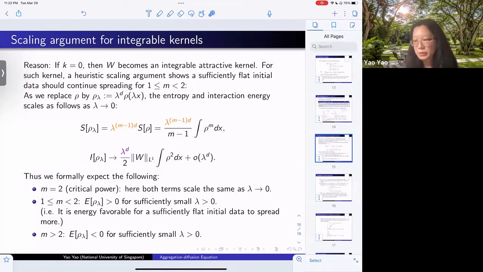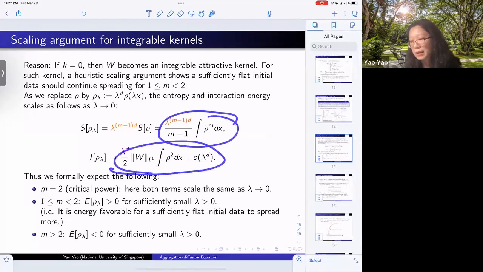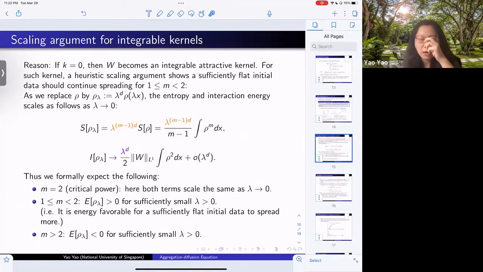This is done by a simple scaling argument: we start with any density rho and then scale it such that it's supported in this 1 over lambda. Then we plug it back into the energy functional to see how the entropy and the interaction potential will change. And then formally, by comparing these two terms, we see whether it is energy favorable for a very flat initial data to be further expanding or shrinking.